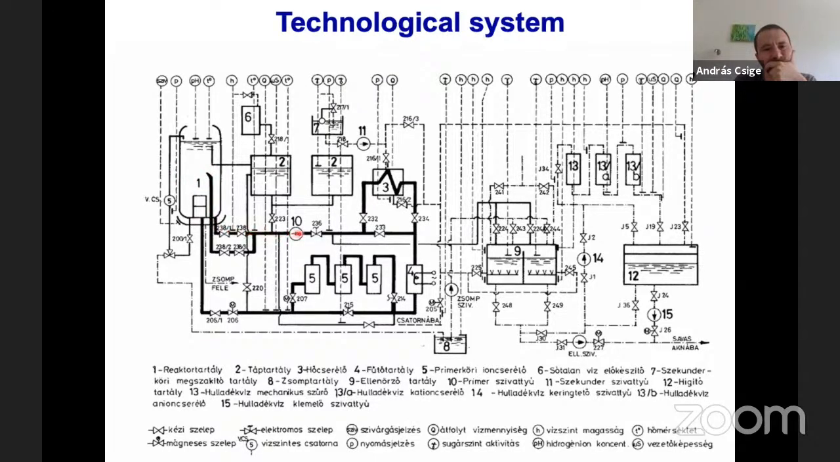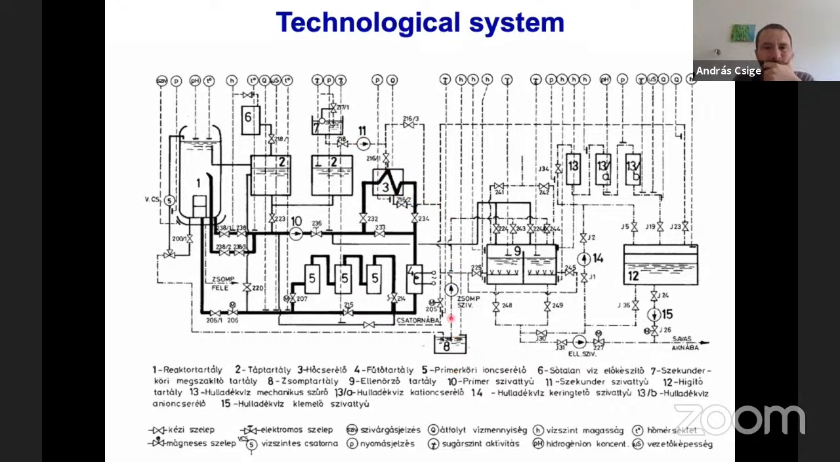Water is pumped by the primary pump through this heat exchanger. The secondary side of the heat exchanger is not a closed loop. Normal tap water is used to cool the primary water. This tap water leaves the building after a single pass.